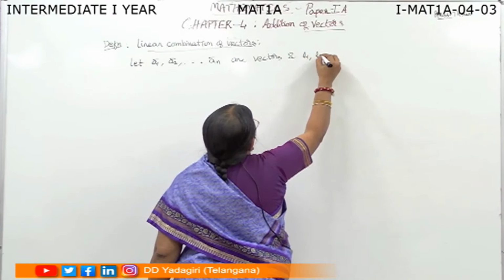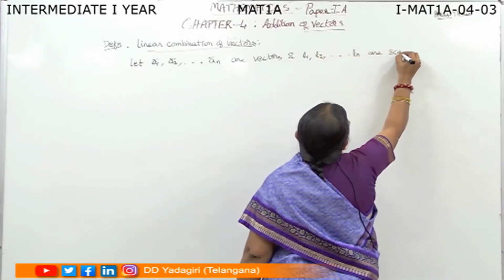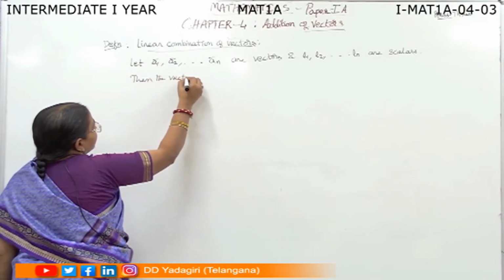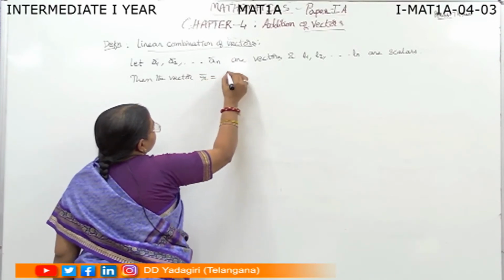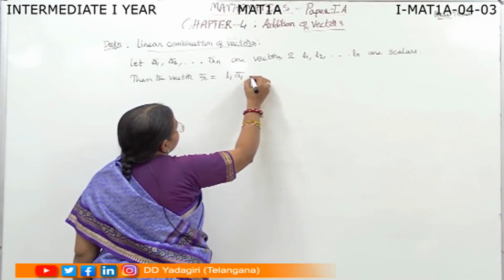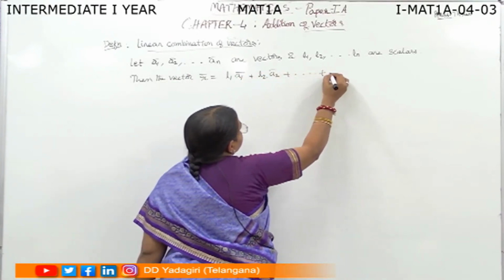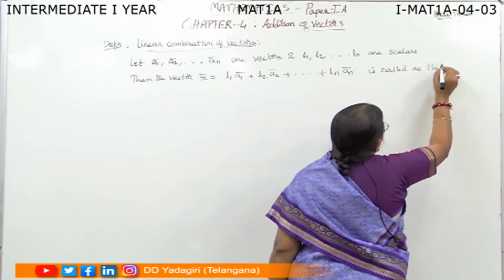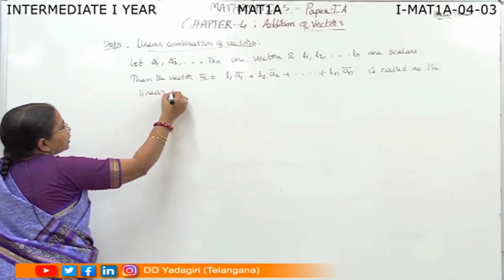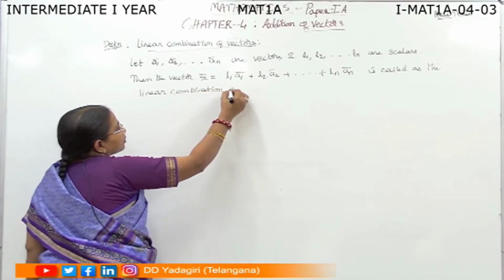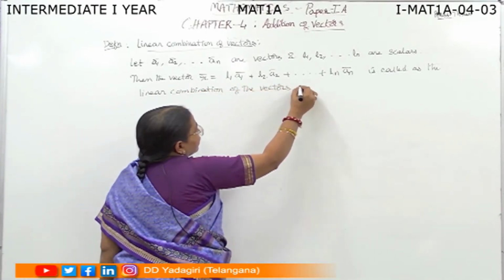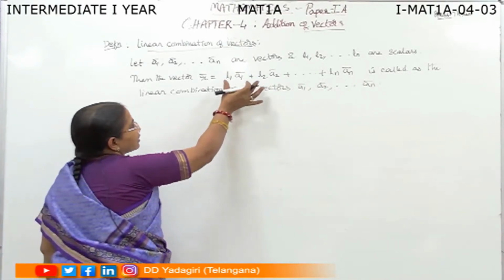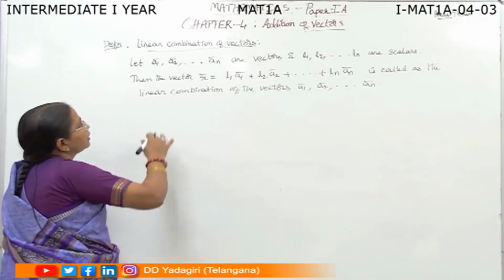We'll take L1, L2, and so on, Ln as scalars. These are n vectors and scalars. Then the vector given by L1 A1 plus L2 A2 plus so on, plus Ln An is called the linear combination of the vectors A1, A2, and so on, An. So the linear combination of the vectors A1 to An is given by this vector.